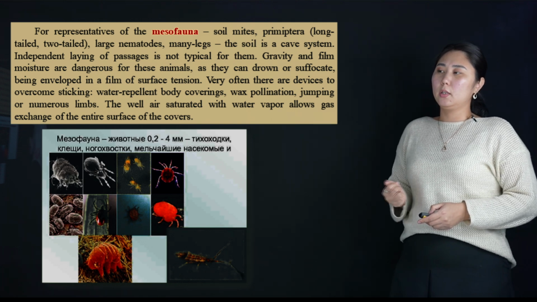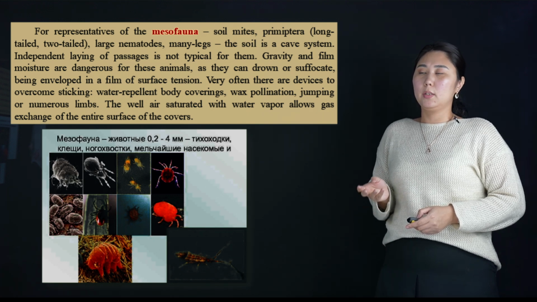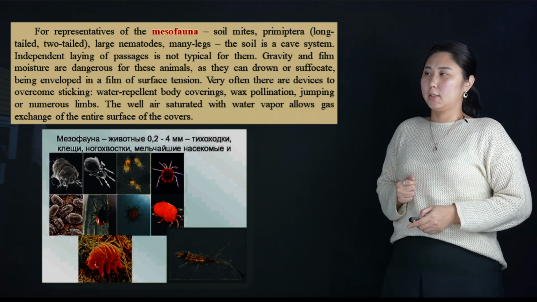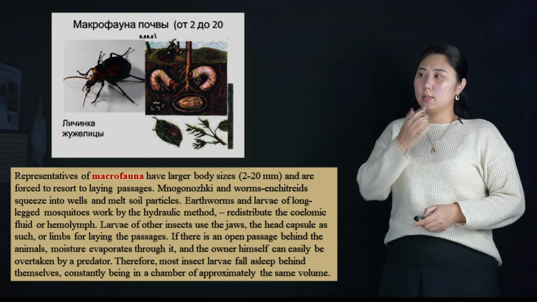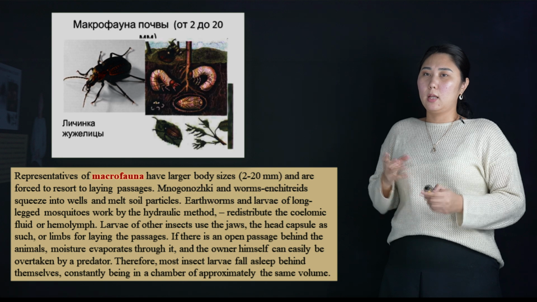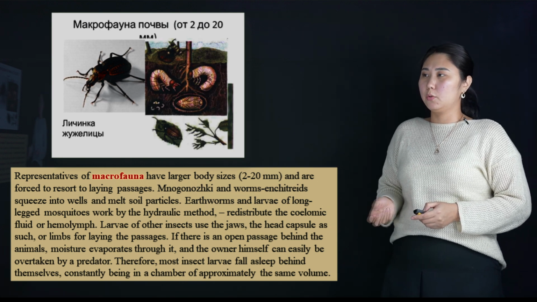In this picture you can see the types of mesofauna which live in the soil habitat. The next ecological group is the macrofauna. Macrofauna have larger body sizes than the other ecological groups of animals.